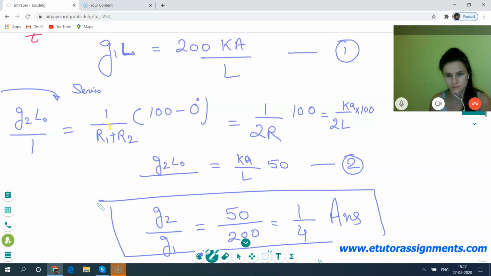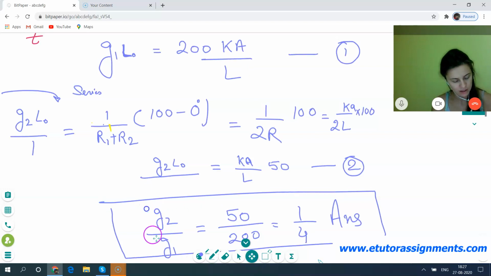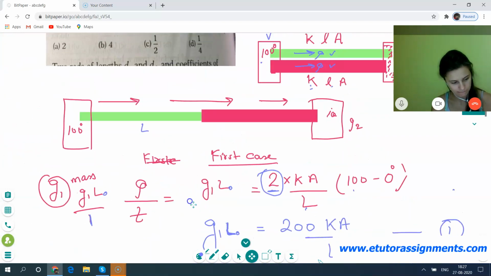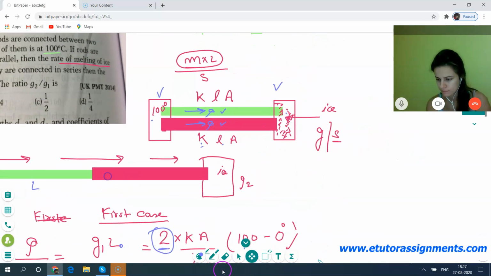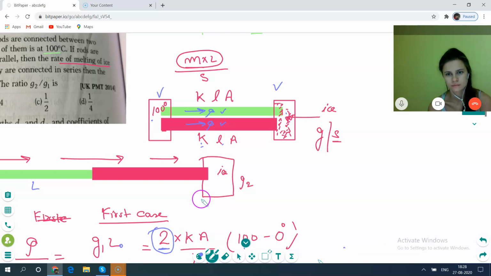Have you understood? This is a very good question. They have connected two cases, and here they have tried to confuse you with ice melting. How is the ice melting? It is by the heat released through the rod. You just imagine how they have linked it. And they are also telling per second, so per second is very useful. Otherwise you would have to take the time also sometimes.